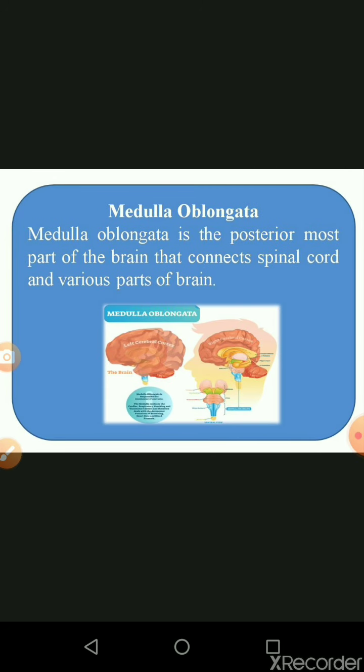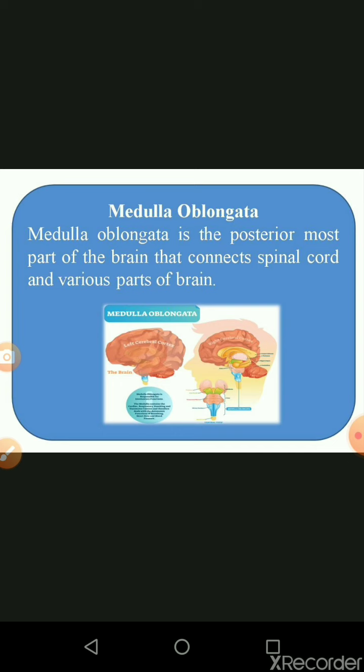The next one we are seeing is the medulla oblongata. The medulla oblongata is the posterior most part of the brain that connects the spinal cord and various parts of the brain. It is one of the important parts. It connects the brain and spinal cord and is located in the neck region, as shown in this diagram. It is a cardiac center.